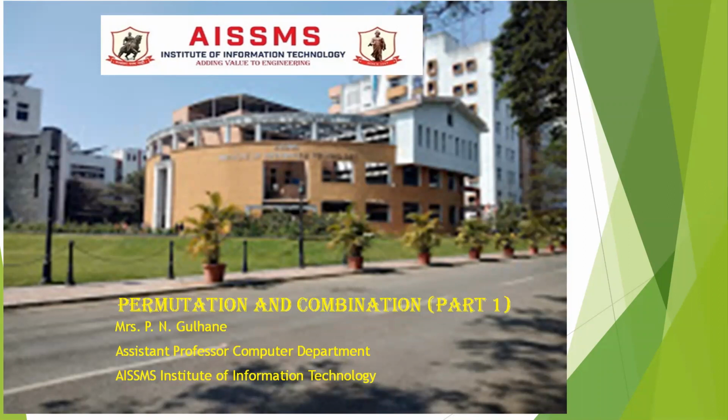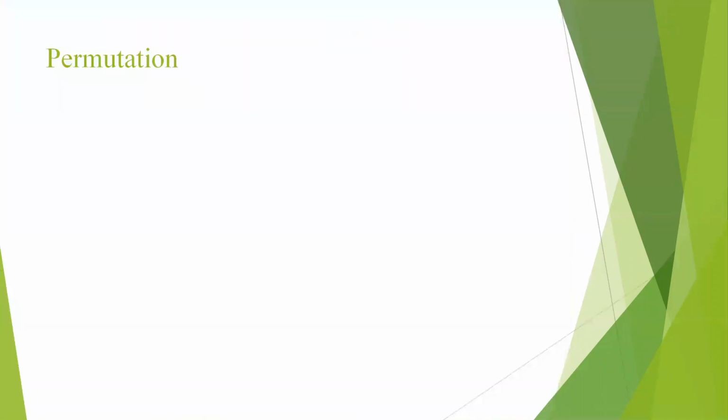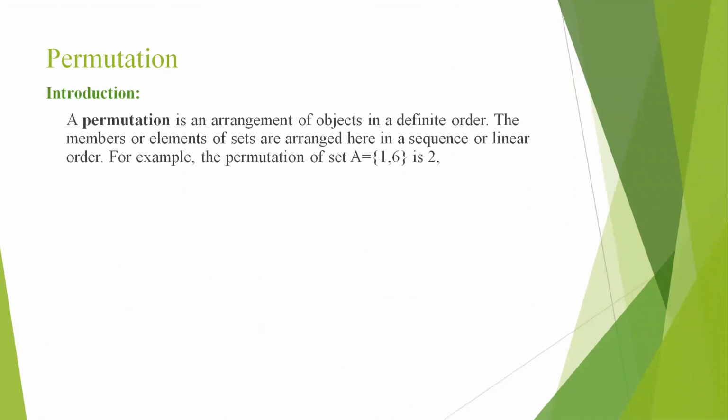Today I'm going to explain permutation and combination and discuss some problems on it. A permutation is an arrangement of objects in definite order. The numbers or the elements of sets are arranged here in a sequence or linear order.